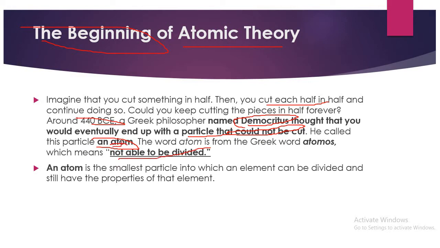The word atom comes from a meaning of none and tom meaning divided or divisible. So atom means not able to be divided. What is meant by an atom? An atom is the smallest particle into which an element can be divided and still have the properties of that element.